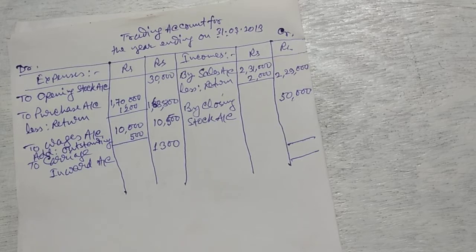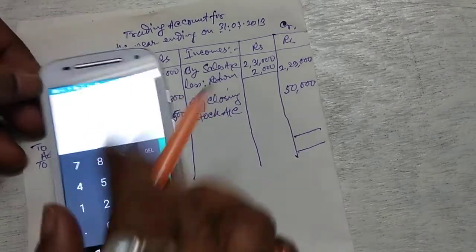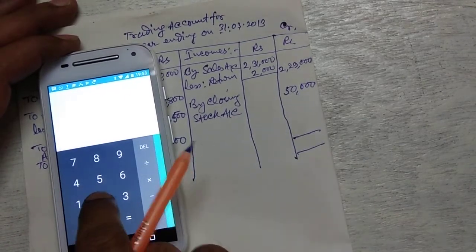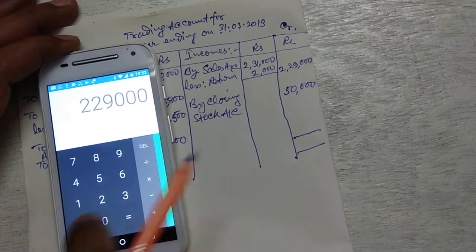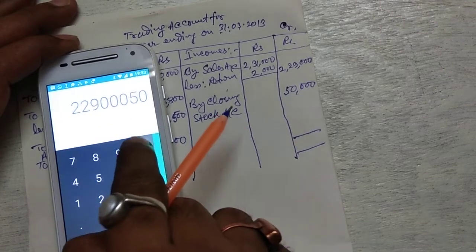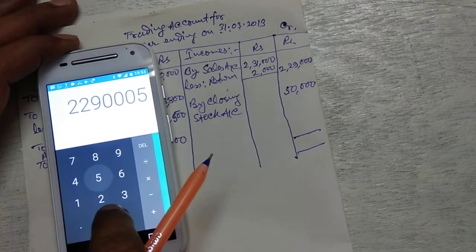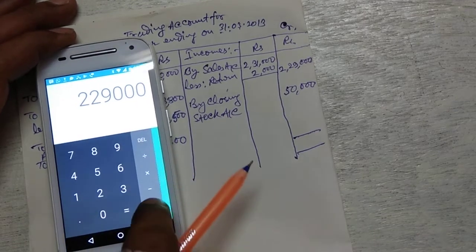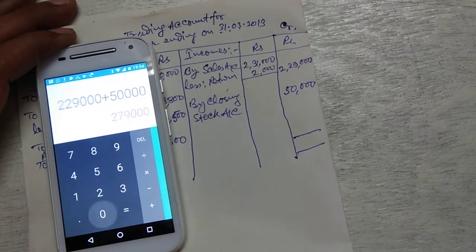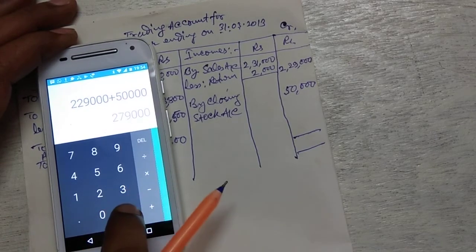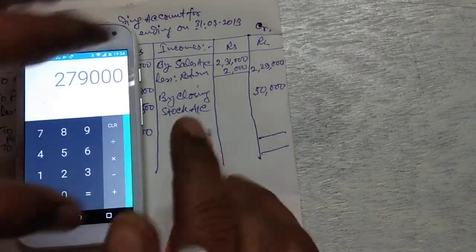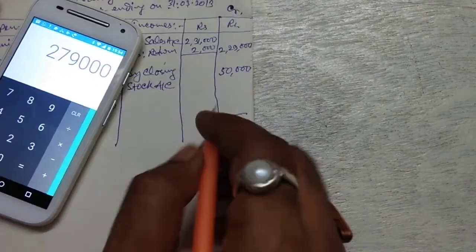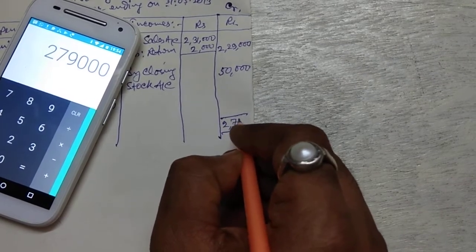Here is the calculator. Now see, 2,29,000 plus 50,000, that is 2,79,000. So we should write here 2,79,000.